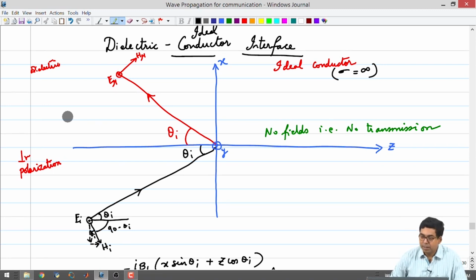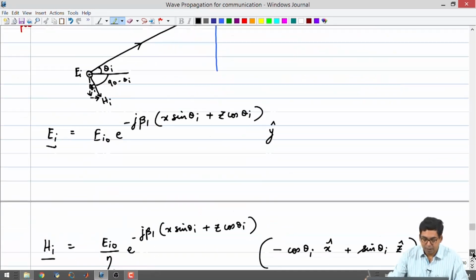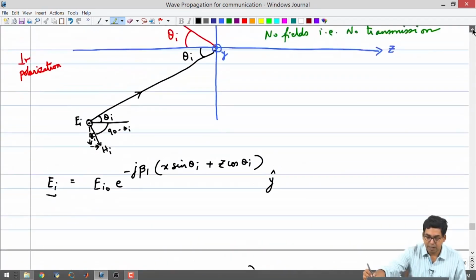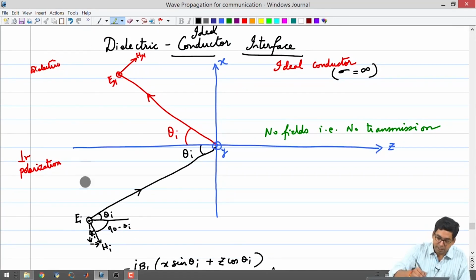We know that inside an ideal conductor there are no fields, and the electric field is equal to 0. In this case the electric field is tangential. So, that means that the boundary condition that needs to be satisfied is E1 tan is equal to Ei plus Er tan. There is no transmitted electric field, which means that the constant lines in z direction where the electric fields are 0 can be thought of as a surface of a conductor itself. It is as though you have placed an ideal conductor at some locations.